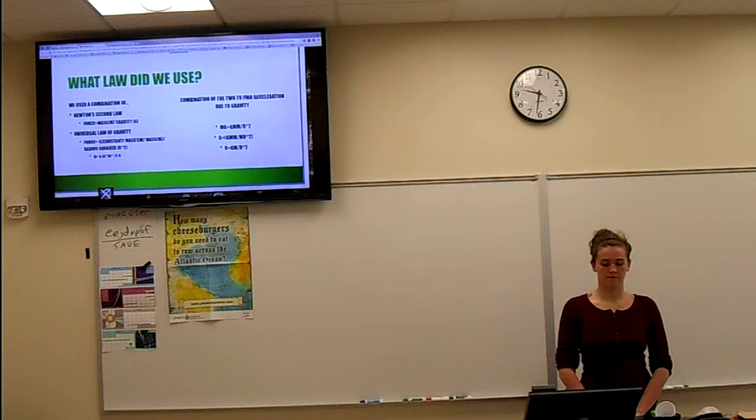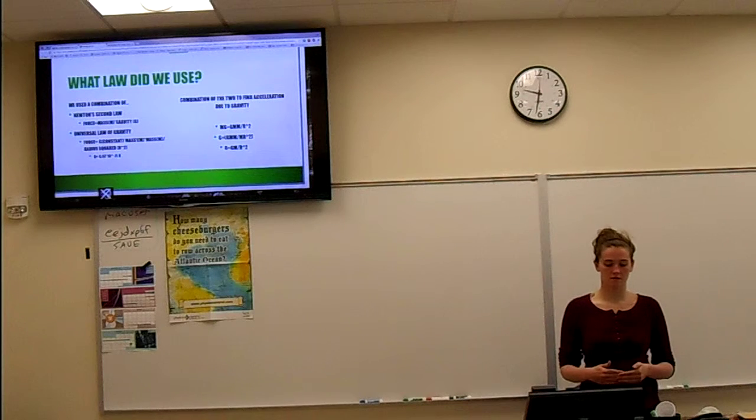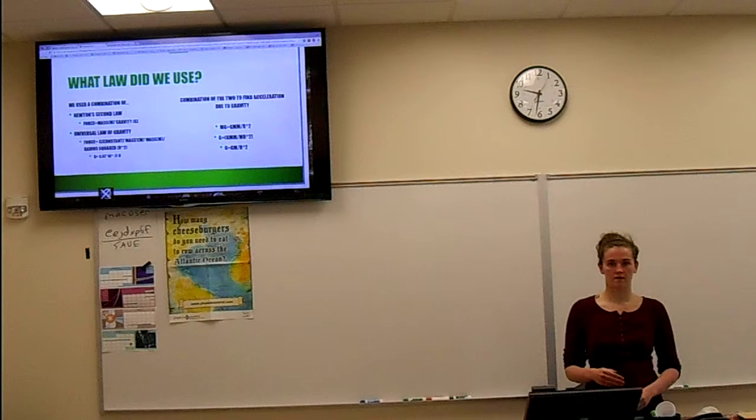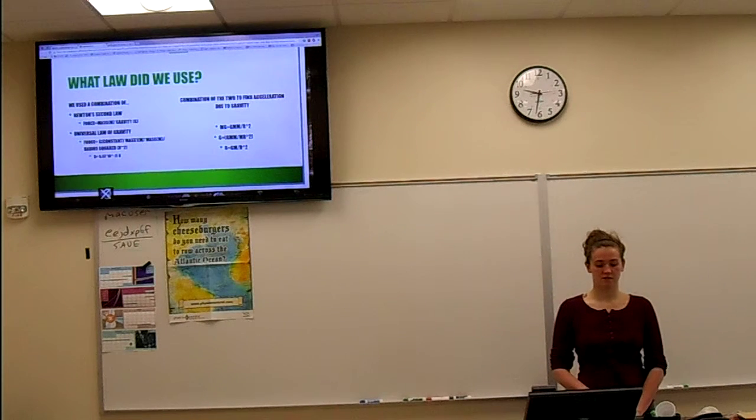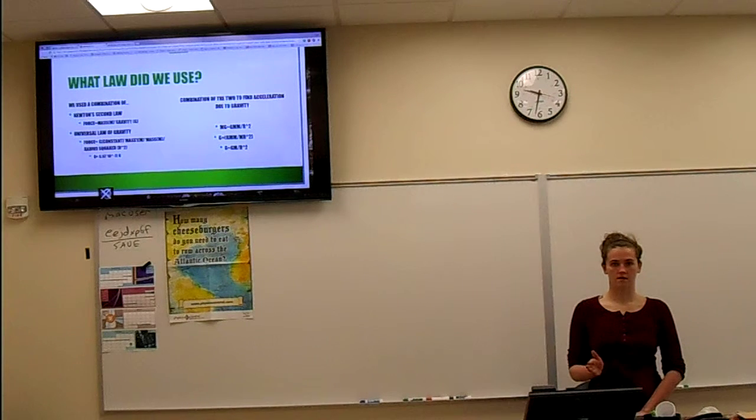So we use a combination of Newton's second law and the universal law of gravity to find an acceleration due to gravity. We use sources from Tutor Vista and our textbook and notes. Newton's second law is force equals mass times gravity, and the universal law of gravity states that force equals G, the constant 6.67 times 10 to the negative 11, times the mass of the object and the mass of the planet, all divided by the radius squared of the planet.